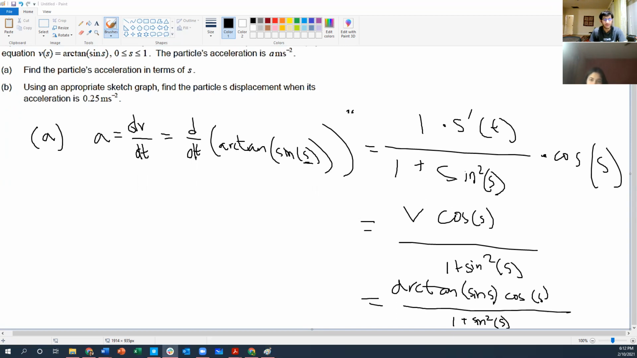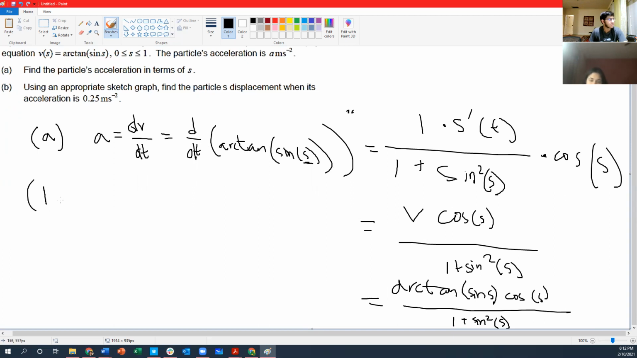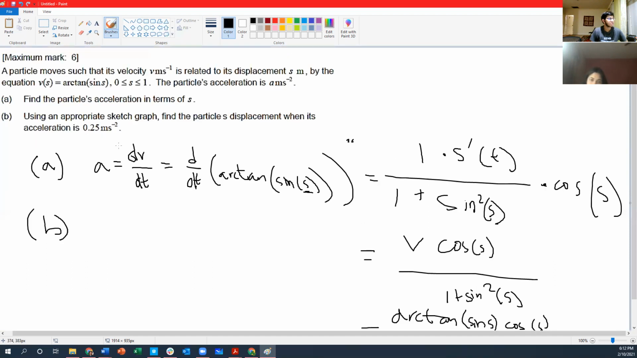Okay, all right. So now for this part B, let's just finish it up since we're doing this problem. Using an appropriate sketch graph, find the particle's displacement when its acceleration is 0.25. So what are we sketching? A or S?